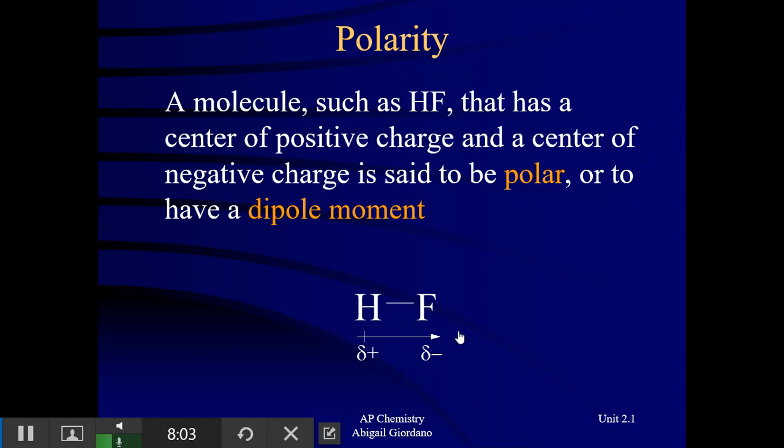Also, this arrow, if you ever see that, an arrow with a little plus sign at the end, the arrow will always be pointing to the element that is attracting the electrons more than the other. So we say that this is a polar covalent bond. Sometimes you'll see this term right here. We say that the bond is experiencing a dipole moment. That's just a fancy way to say it's polar. Okay, we're saying the same thing, just differently.